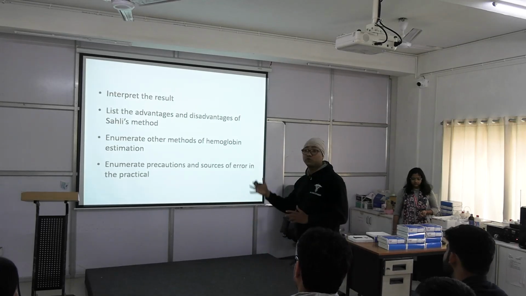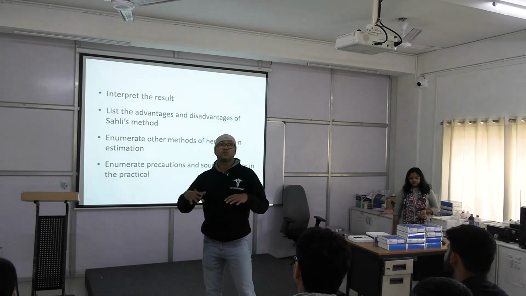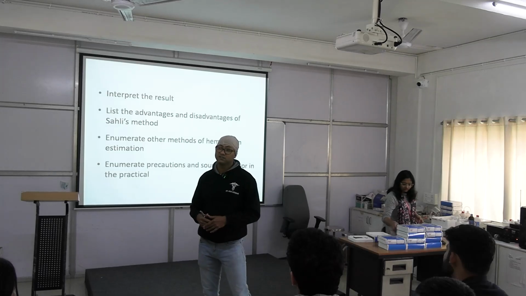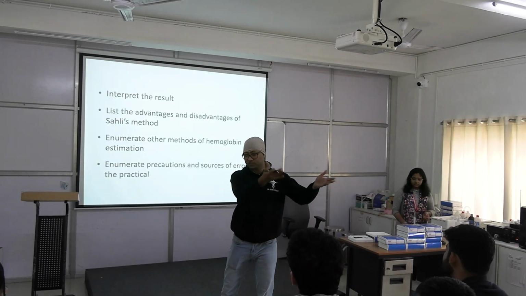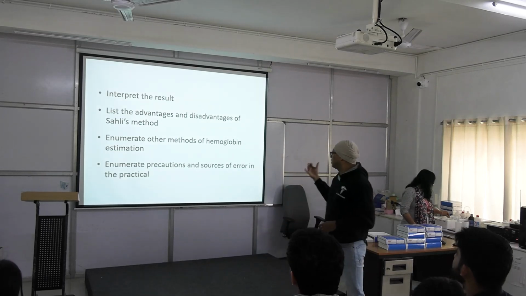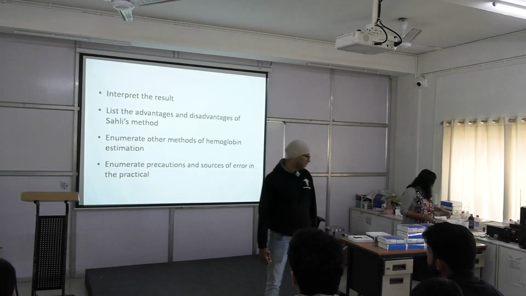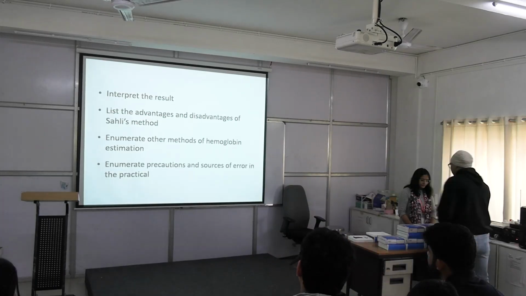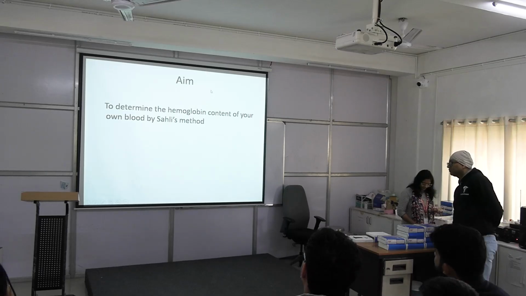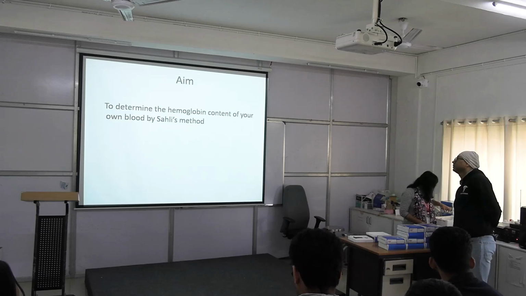Enumerate other methods of hemoglobin estimation. What other methods are there for hemoglobin estimation, and the most accurate method which is now being used in all pathological laboratories, and we also use this in our central laboratory, you can visit and see. And enumerate the precautions and sources of error in this practical, what errors can happen. To determine the hemoglobin content of your own blood or of the blood sample given to you by Sahli's method.